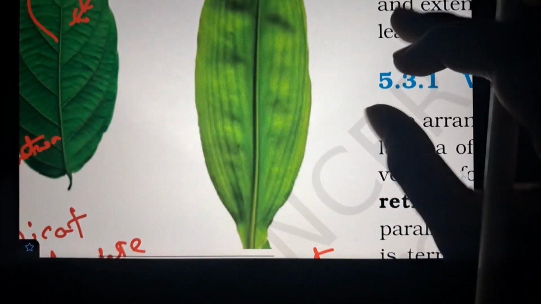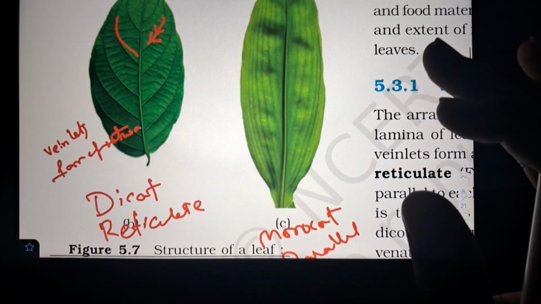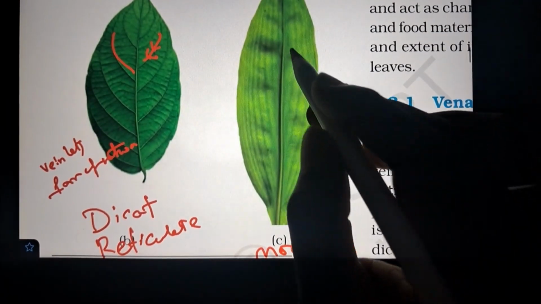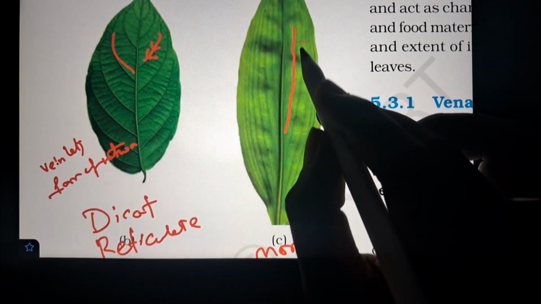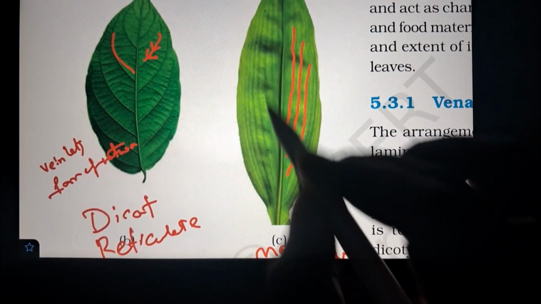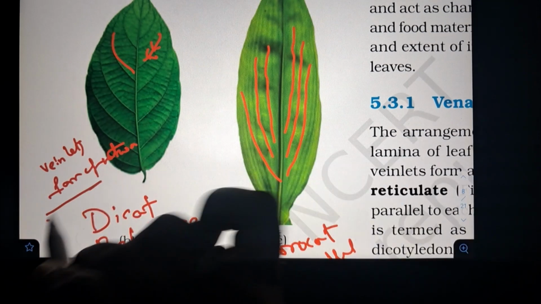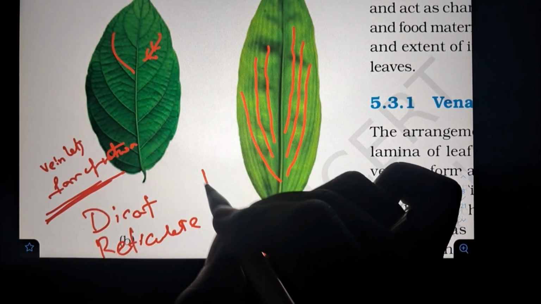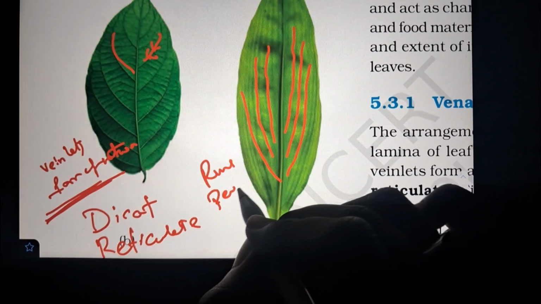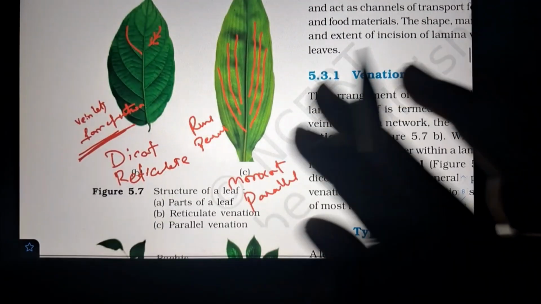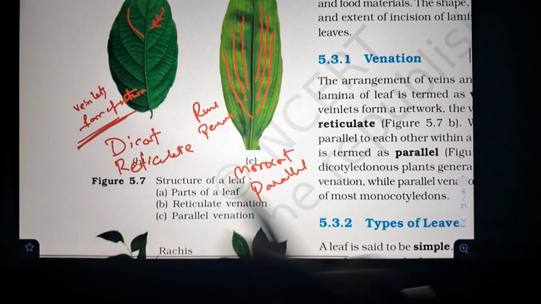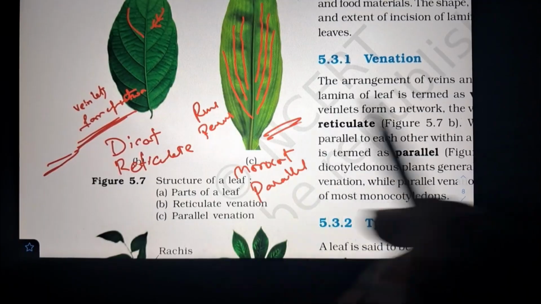But in the parallel one, the veins run parallel to the midrib. Here you can see, in the reticulate case they form a network, while here they just run parallel. So we determine them as reticulate venation and parallel venation.